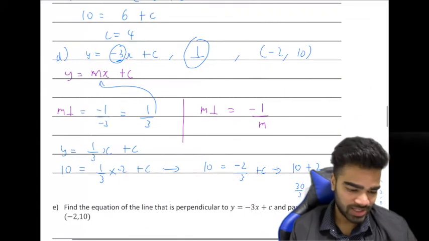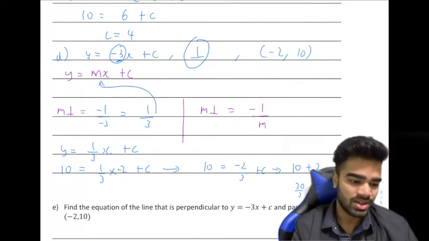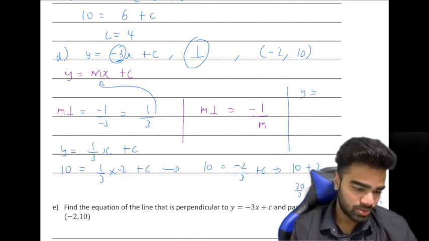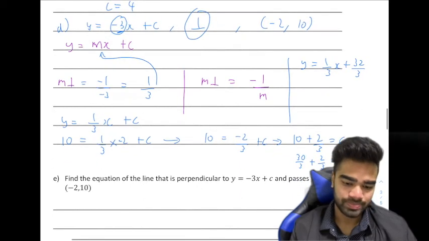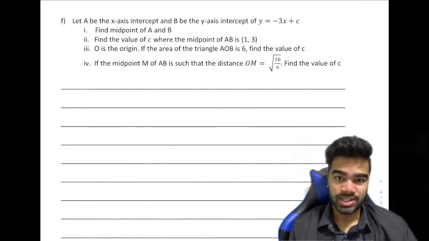Sorry, it's a bit messy, but it's the same sort of flow. You just solve for c by subbing this in. So your final answer, the perpendicular line, is going to be y is equal to 1 over 3x plus 32 over 3. Okay, that's the answer. Alright, part F is a little bit more tricky. So why don't you guys pause the video and have a go.